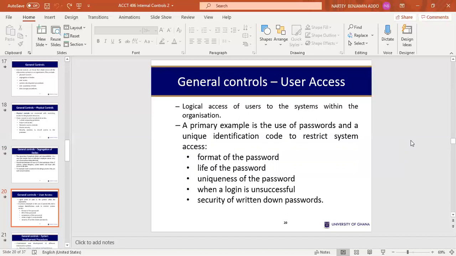And the password must also be made up of some characteristics. For example, the format of the password will say that it is made up of both numerical data, symbols, and so on and so forth. You see, the life of the password. Sometimes the system will ask you to change your password after a certain period of time, right? So when you have created a password, it does not mean that the password will exist forever. You might change it. Uniqueness of the password. And when a login is unsuccessful, security of written down passwords. So these are all what we call user access as another control measure.